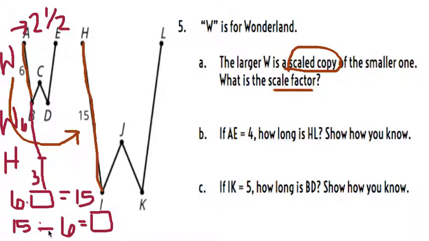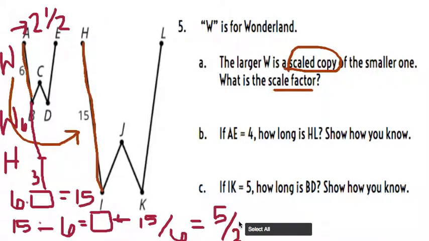Or in this case, 15 divided by 6, that would give us 15 over 6, which would simplify, if we divide all by 3, to 5/2, which is also equal to 2.5. So we have a scale factor of 2.5.